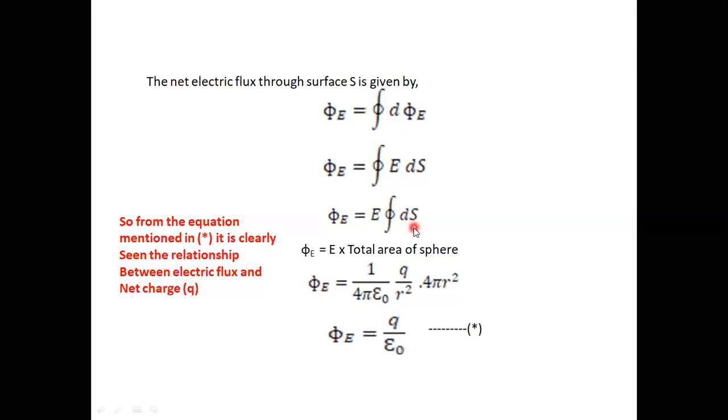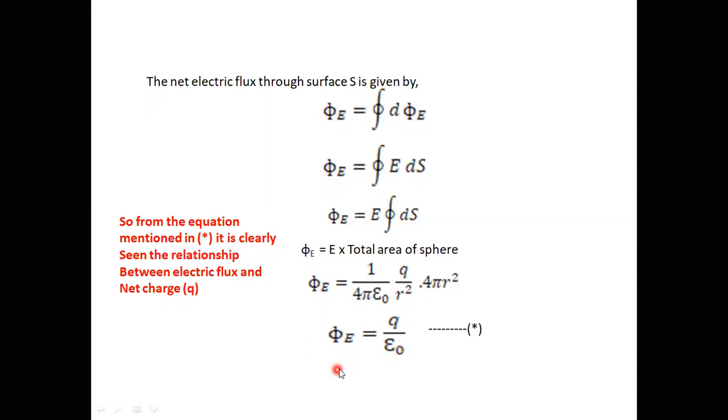The only variable inside the integration part is my surface area. So this tells the total surface area of the sphere. You replace the value of the total surface area by 4 pi r square, and you replace the value of the electric field, which is again 1 by 4 pi epsilon naught q by r square. And if you do the calculation, you will see that phi e is nothing but q by epsilon naught.